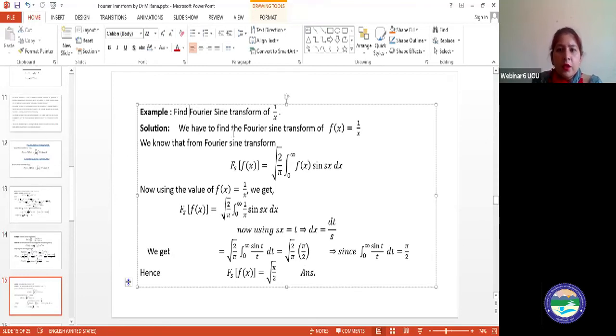What you have to do is just use the formula. You know the Fourier sine transform formula is F_s(s) equal to root 2 upon pi, integration from 0 to infinity of f(x) sine sx dx, where the f(x) value is 1 by x. So put 1 by x in this equation, you will get root 2 upon pi, integration from 0 to infinity of 1 by x sine sx dx. Now you will have to do some substitution for doing the integration. So we'll put sx equal to t, so dx equal to dt by s. Put all the values in this equation.